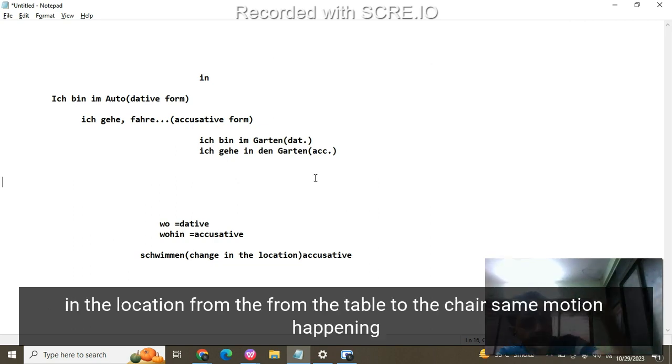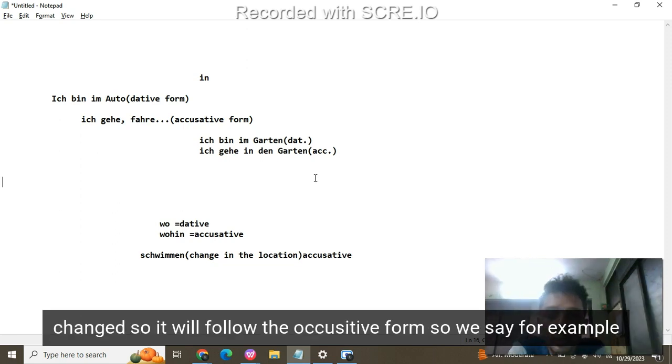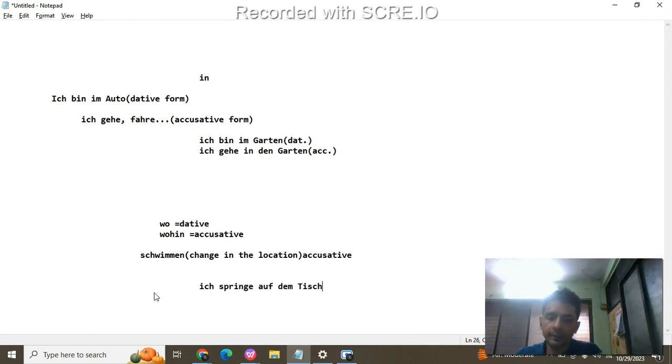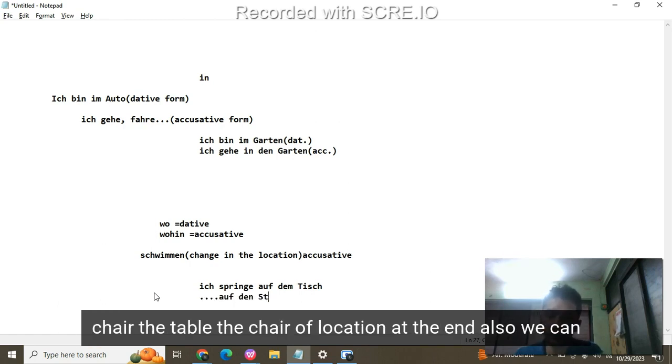From the table to the chair. Same motion happening, from the table jumping to the chair. The location has changed from table to chair, so it will follow the accusative form. So here we say, for example, springen. Auf we know is a two-way preposition. Springen auf dem Tisch. But if I'm going from the table to another location, it will be springen auf den Stuhl, from the table to the chair.